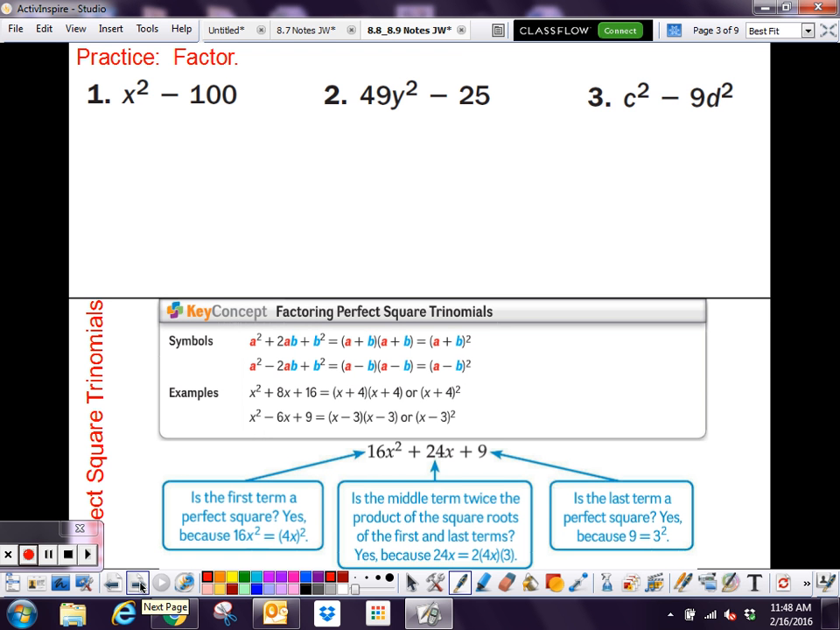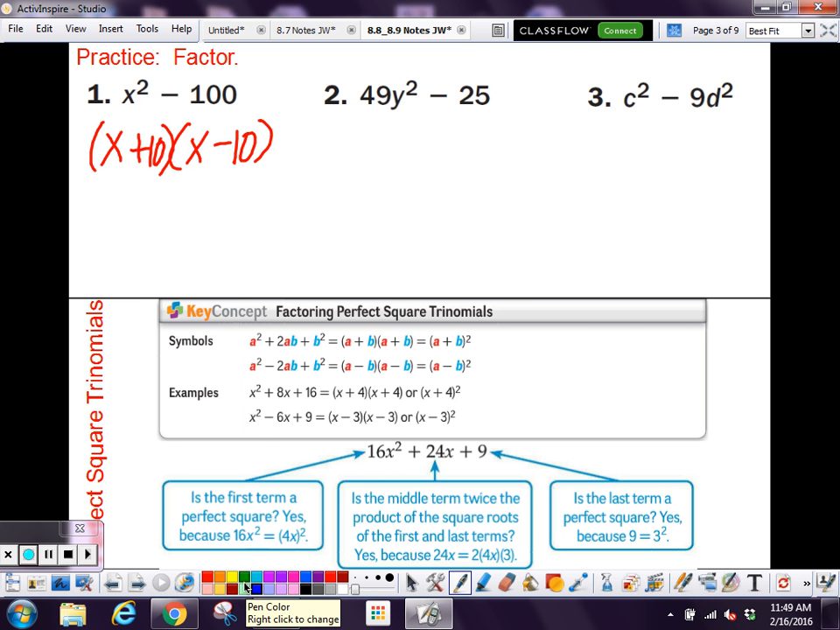Okay, these are practice problems, but I'm going to do these with you. All right, so I'm going to check, is this a difference of squares? All right, well it is a difference. X squared is a perfect square and 100 is a perfect square. Then I can go ahead and flip these up, and there was no GCF. So 1 is plus and what is minus? What times itself gets me x squared? X. And what times itself gets me 100? 10. And there's my answer. X plus 10 and x minus 10.